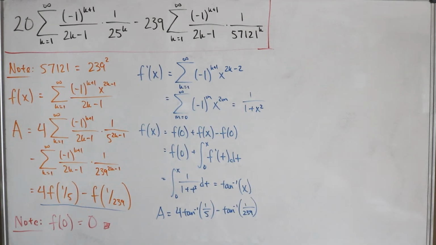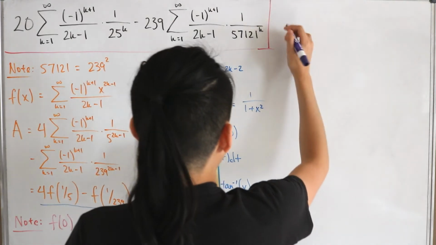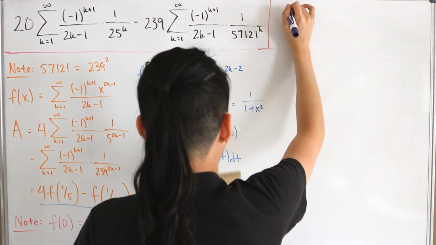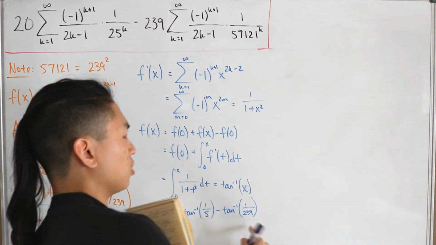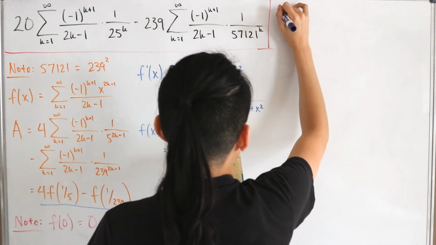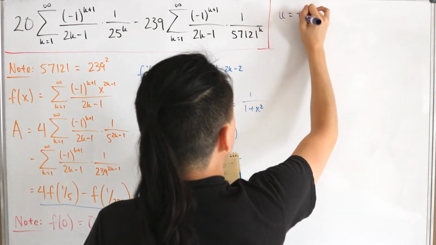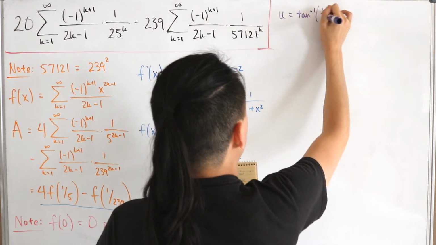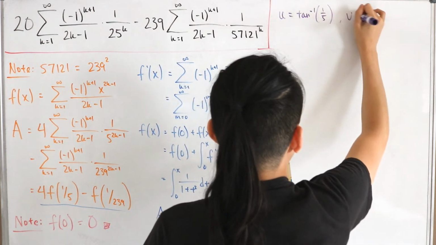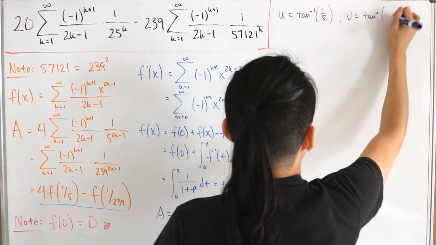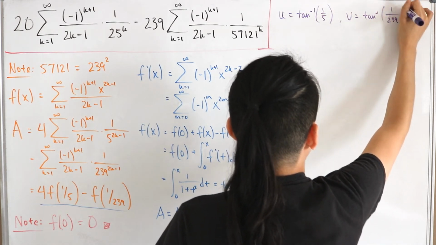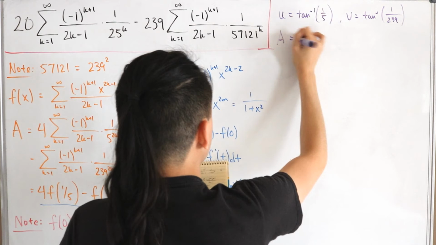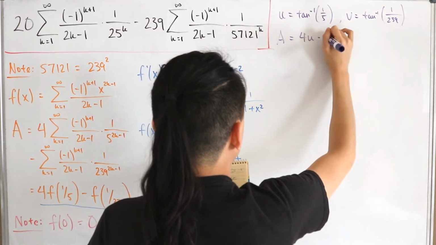Now here come the trig identities that we will be using, but we're going to have to slow things down just a little bit. Suppose that so far we have a equal to this, let's do a little bit of a substitution. Suppose I let u equal inverse tangent of 1 over 5, and I let v equal inverse tangent of 1 divided by 239. Then so far that means a is equal to 4 times u and then subtract v.